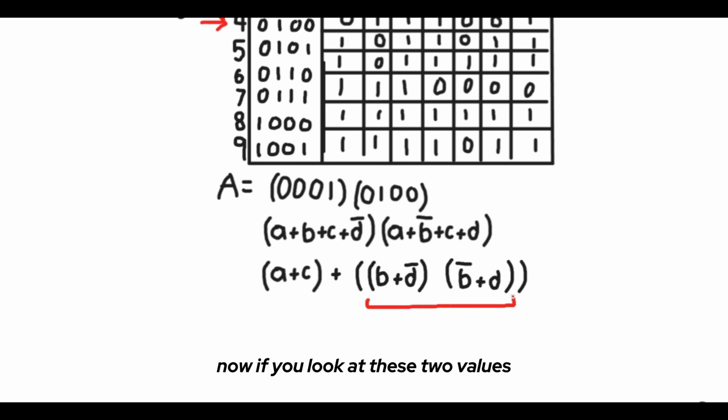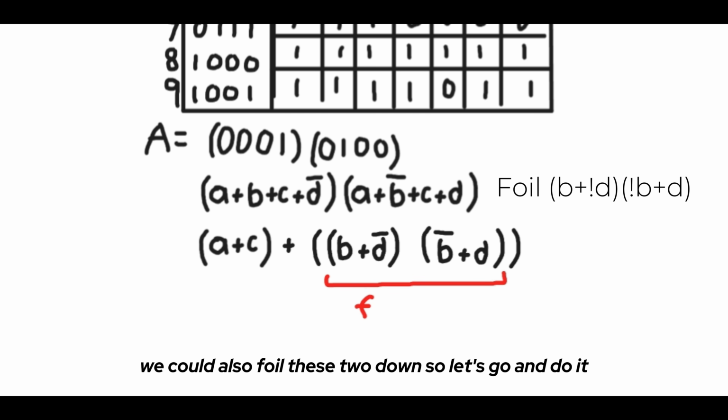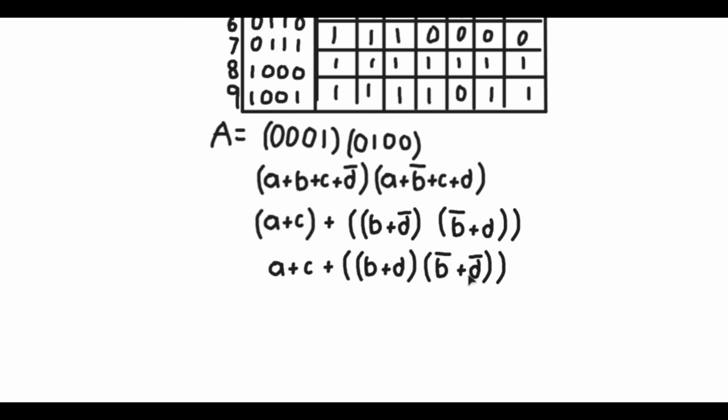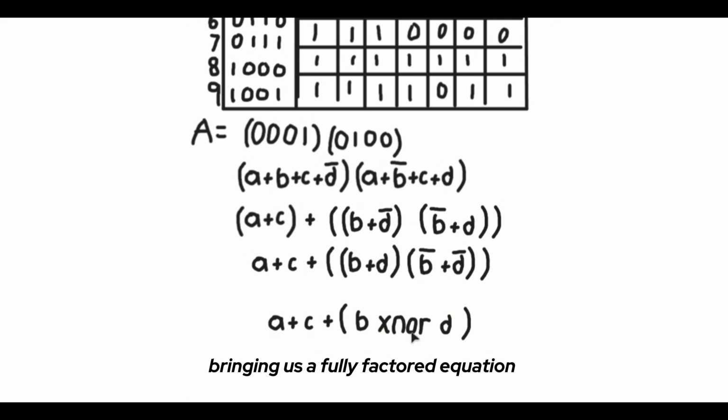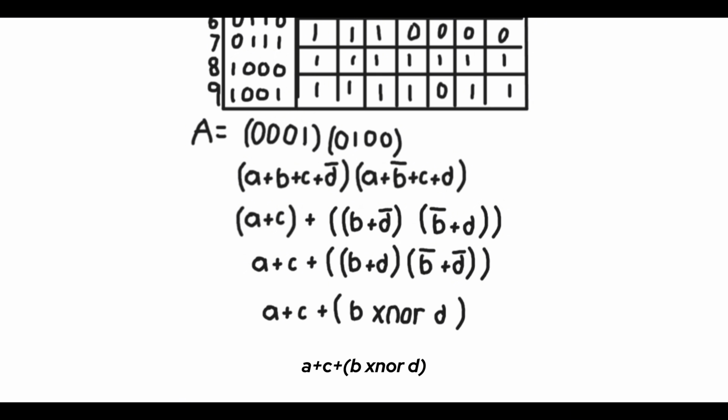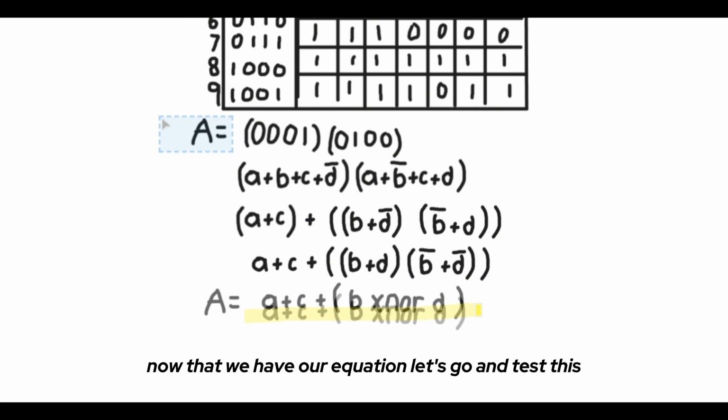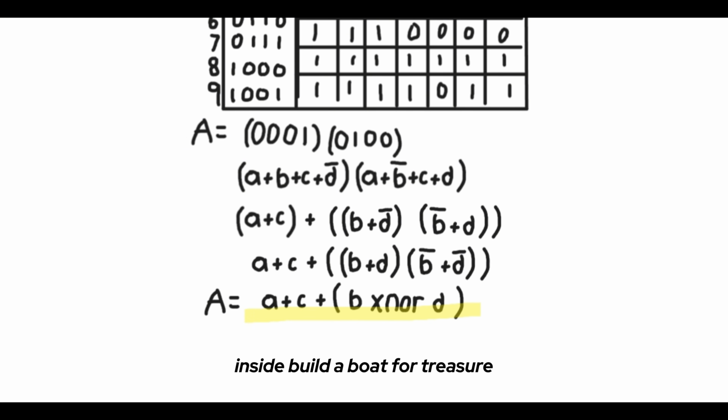Now if we look at these 2 values, we could also FOIL these 2 down, so let's go and do it. Now we could also rewrite these 2 terms as X NOR, bringing us a fully factored equation A or C or B X NOR D. Now that we have our equation, let's go and test this inside Build a Boat for Treasure.